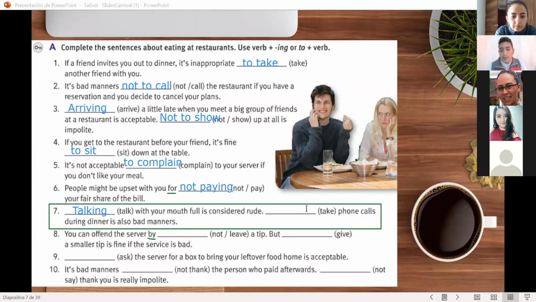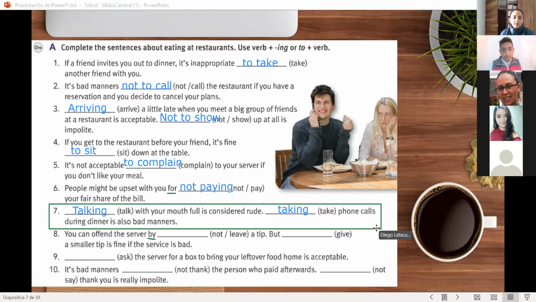Okay. Entonces, the same. Taking phone calls during dinner is also bad manners. Sí, tomar o contestar llamadas durante la cena también es considerado algo de mal gusto, ¿no?